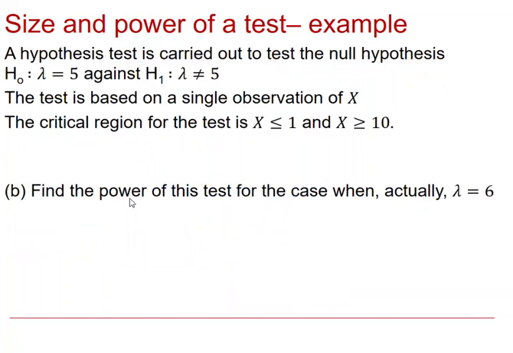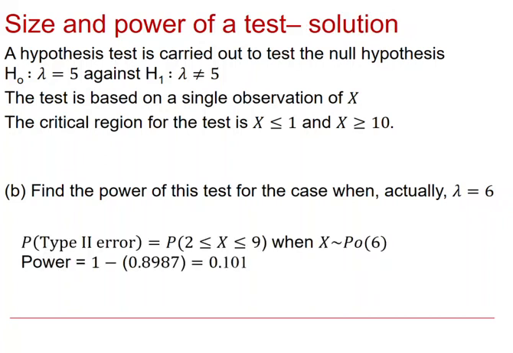So part B wants us to find the power of this test, which is linked to the probability of making a type 2 error. And remember, if we're trying to evaluate a type 2 error, or a power in fact, we do need more information about what the change is from the null hypothesis. And here we're told that actually lambda isn't 5, lambda actually is 6.